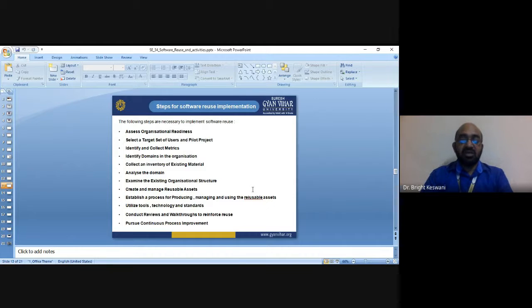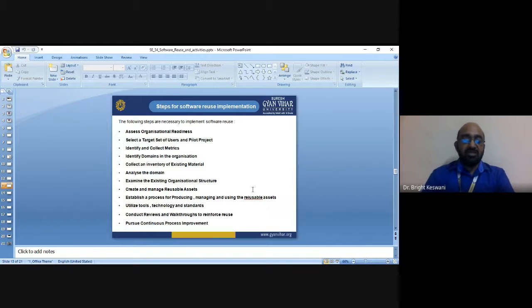In the third step, that is identify and collect metrics. While this activity is done throughout, the reuse efforts are necessary. Collecting metrics early will enable us to benchmark the organization and see how the impact is when reuse is implemented. Metrics are defined based on those business goals reuse is assisting the organization in reaching.